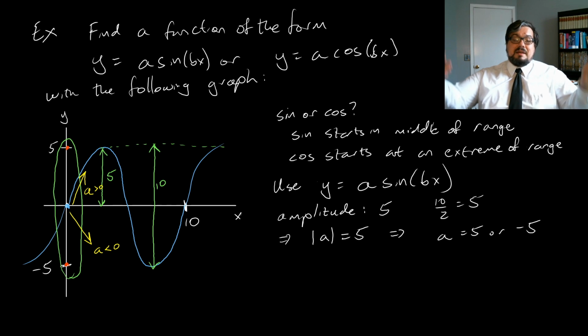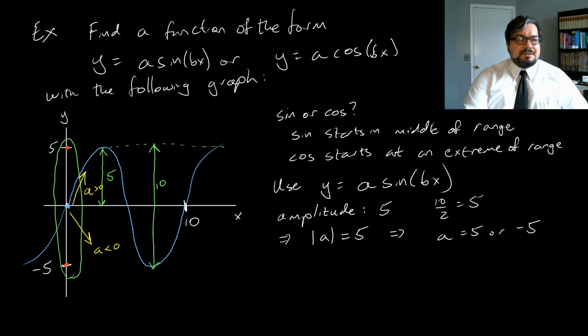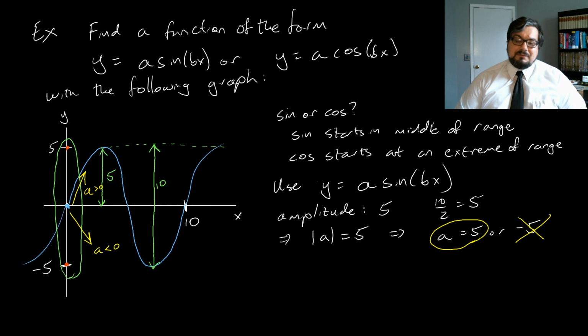Remember that if A is negative, that means we're going to take our normal graph and flip it around the x-axis. Sine normally starts at the origin and then goes up. If it does that, it hasn't been flipped and A is positive, and if it goes down, it has been flipped, and therefore A is negative. In our case, the graph goes up, the standard direction for sine, so it hasn't been flipped, so A is 5 and not -5.